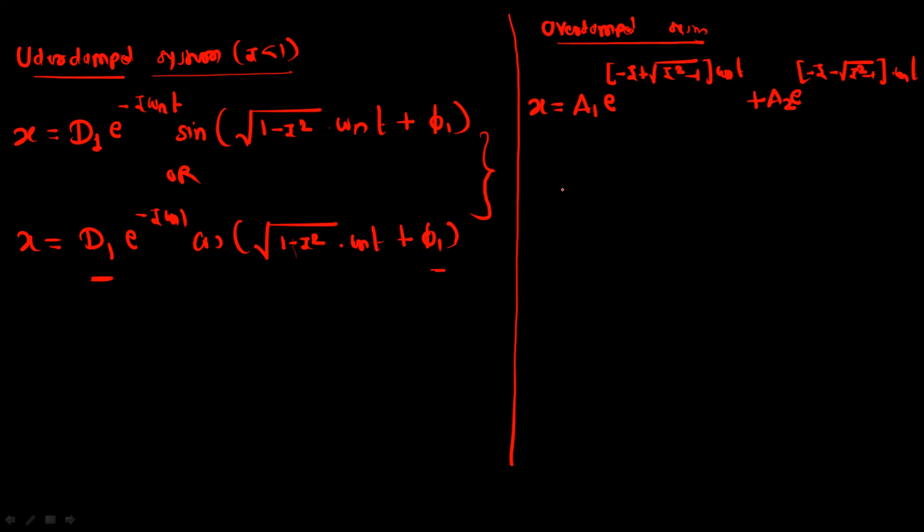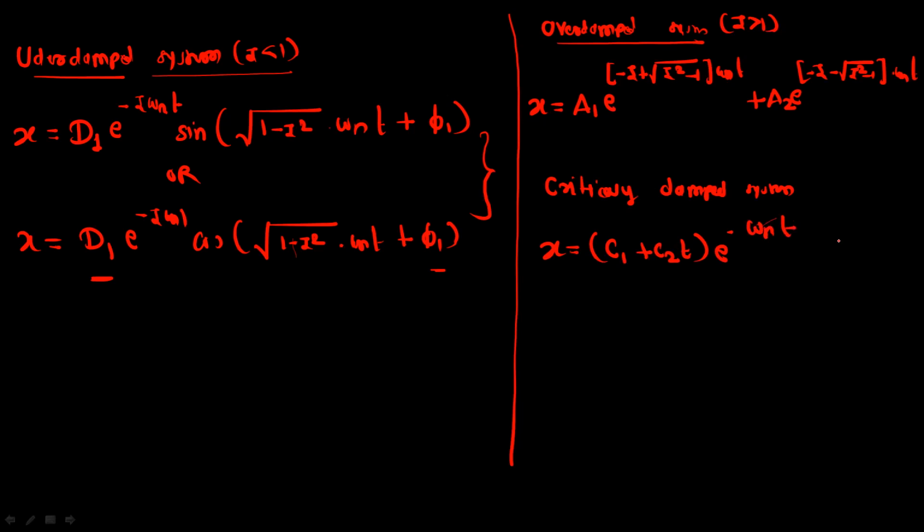And for the critically damped system, zeta equal to 1. You should note down these equations because we will use them to solve the problems. For the critically damped system, x is equal to a constant c1 plus c2 t, into e raised to minus omega n t. So this is for zeta equal to 1, the critically damped system.